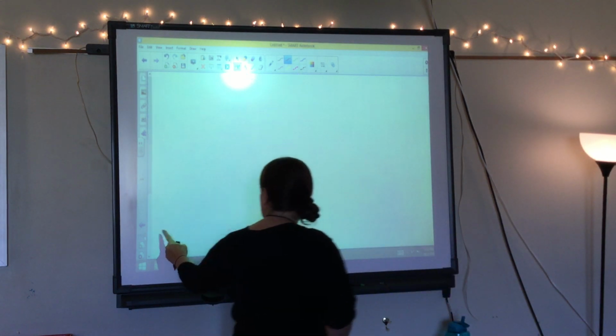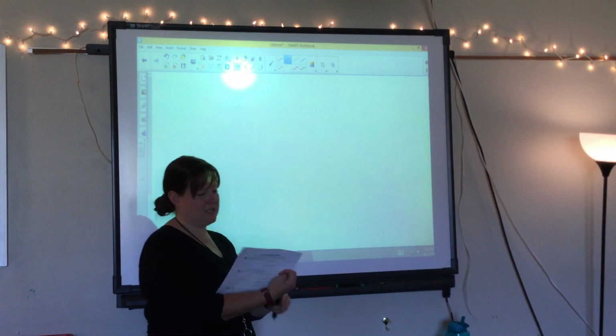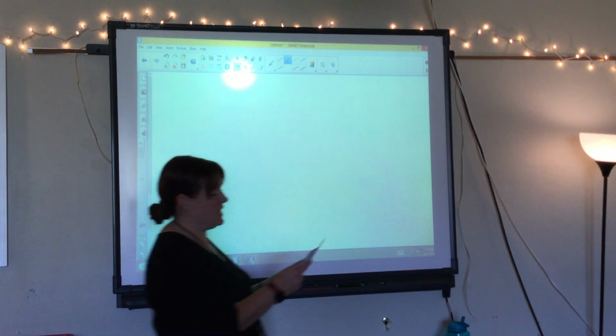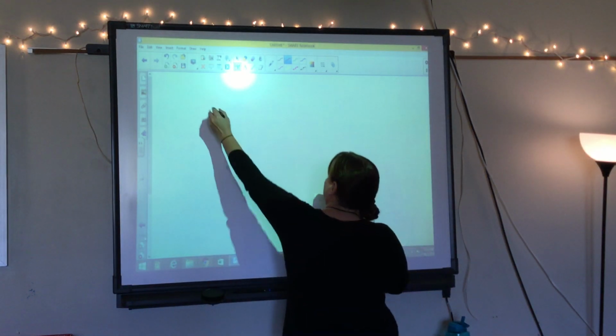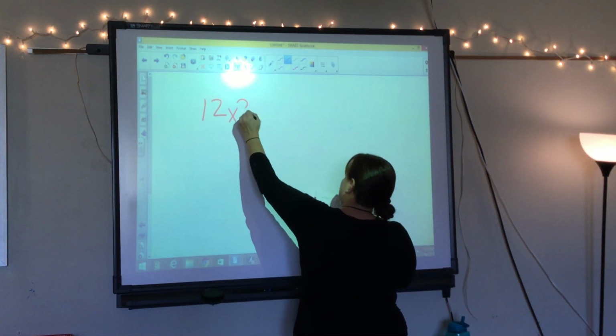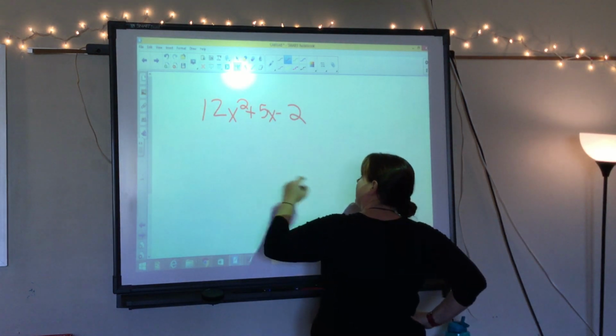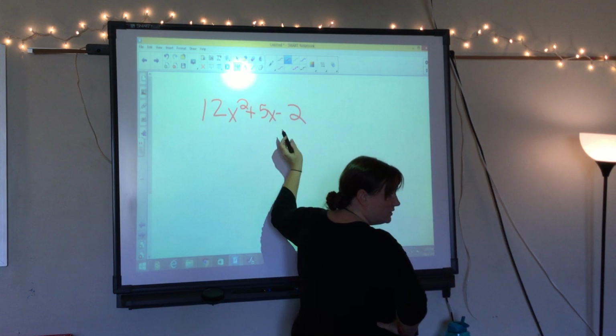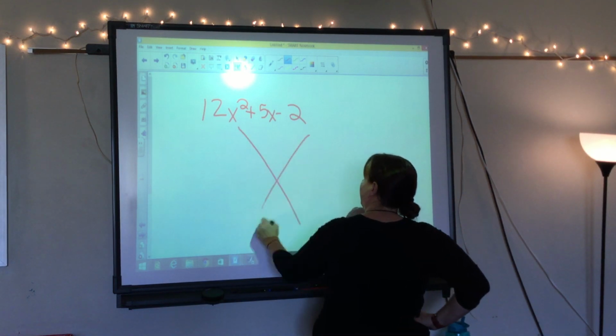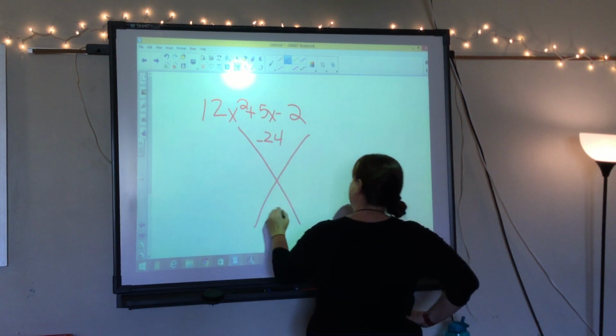Okay, let's do another one. Number 16. 12x squared plus 5x minus 2. Wait, you have to find... Is there a greatest common factor? No. Okay, so negative 24 up here and 5 down here.